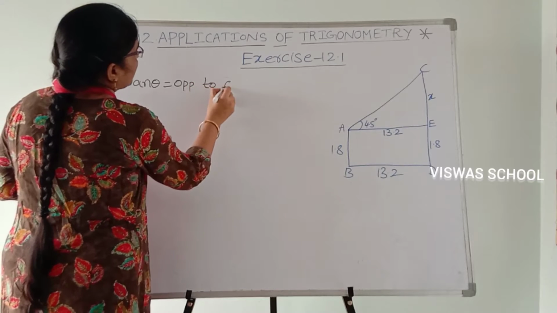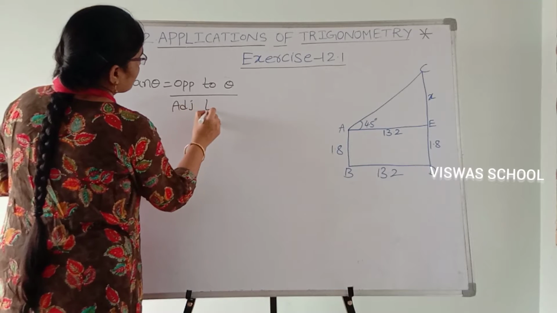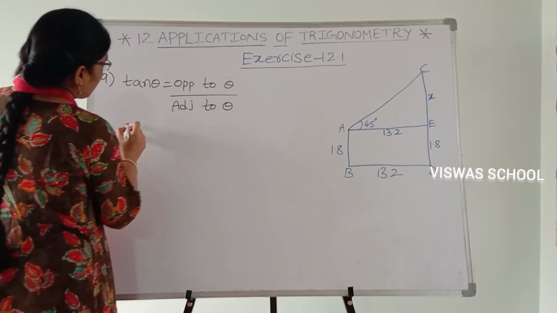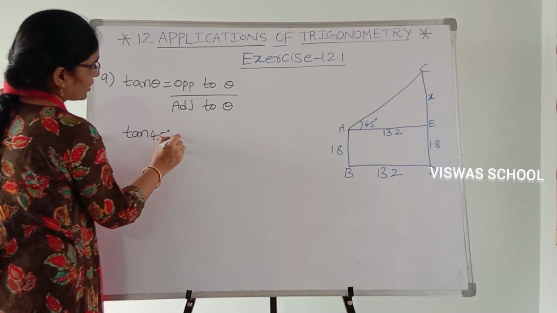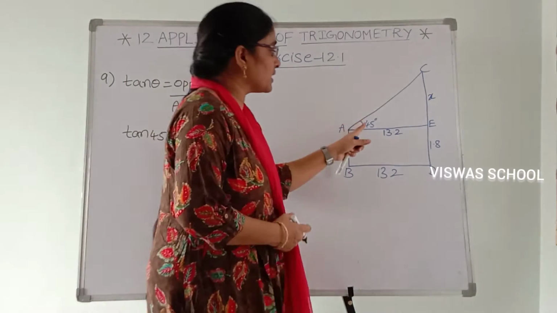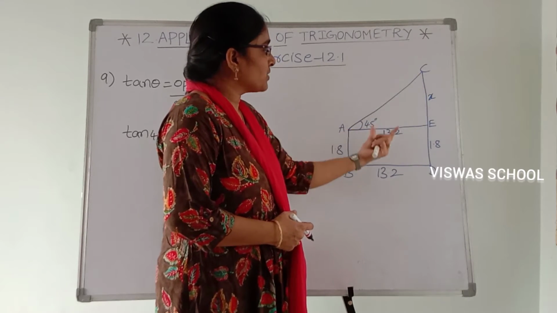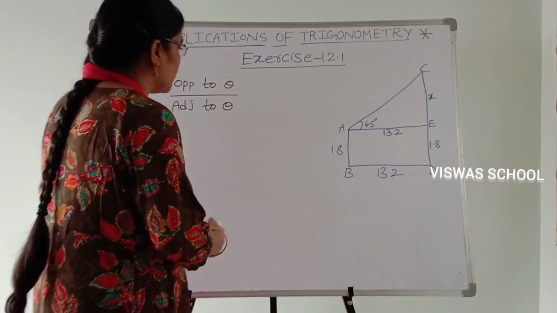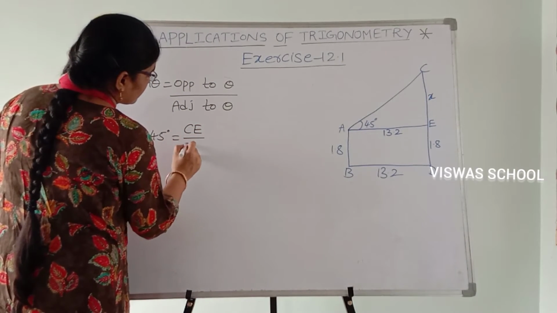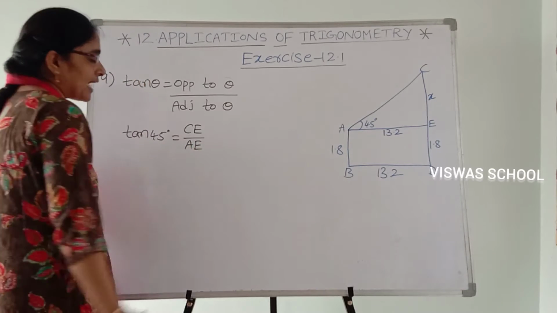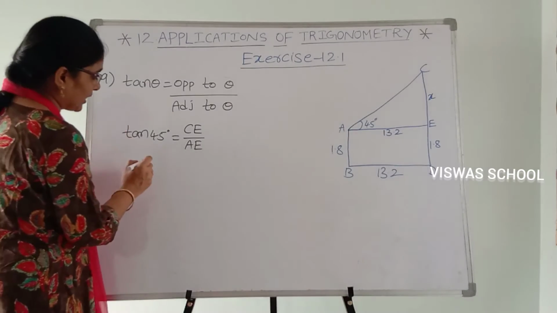Tan theta is opposite to theta by adjacent to theta. Theta value is what? Tan 45. Here theta is 45 degrees, the opposite is CE and the adjacent is AE. So tan 45 equals CE by AE. From the trigonometric values, tan 45 is equal to 1.